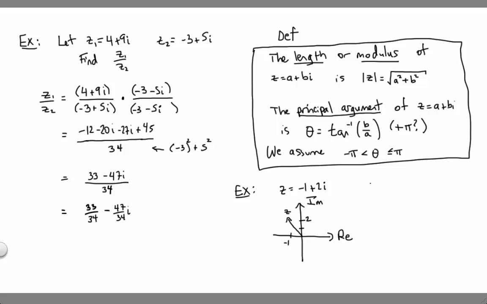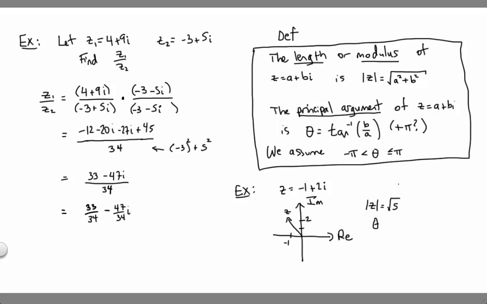Okay, now if we think about our new definitions just geometrically, then when we say length, we're just talking about the length of the vector. So the length, or the modulus of z, is just our usual formula for length: square root of a squared plus b squared. So that would be root 5 is how long that vector is. And then let's talk about the angle.